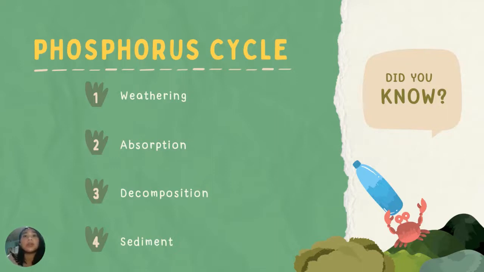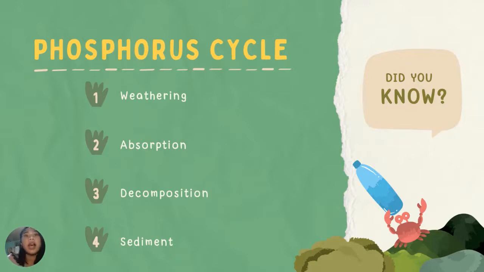Second one is absorption. Once in the soil, fungi, plants, and microorganisms are able to absorb phosphorus and then grow, but some of it makes its way into the ocean, and animals are able to drink this water and absorb the water along with the phosphorus. Then animals will eat plants, and get the phosphorus as well.